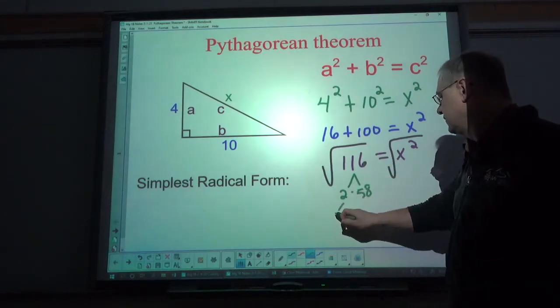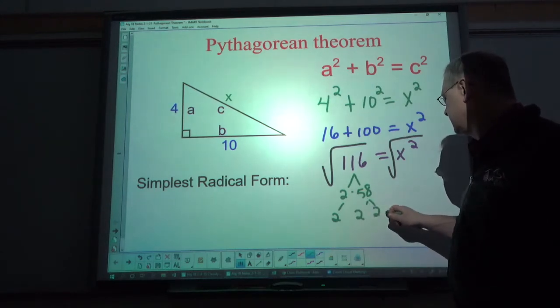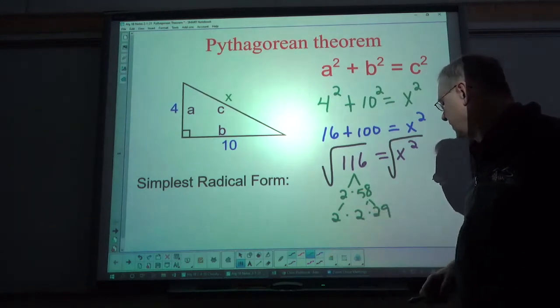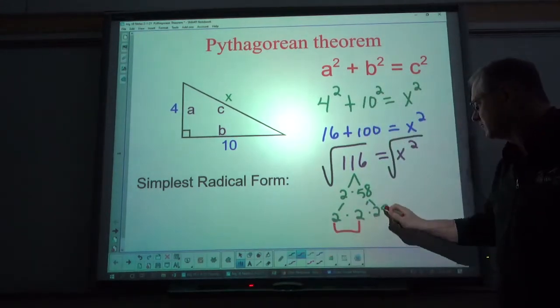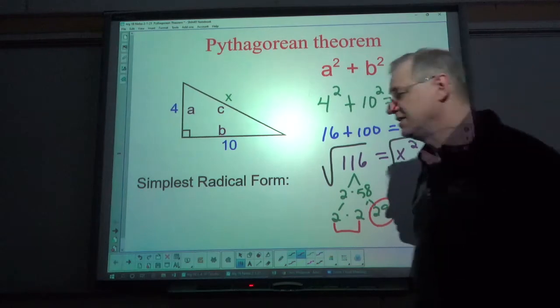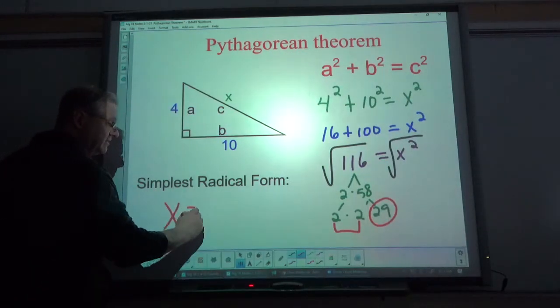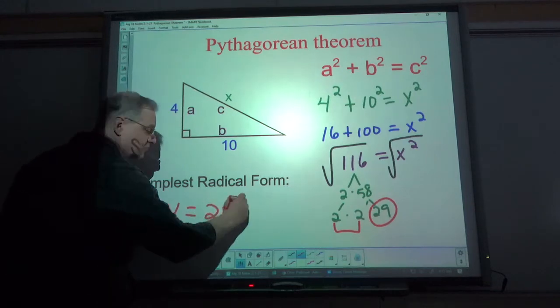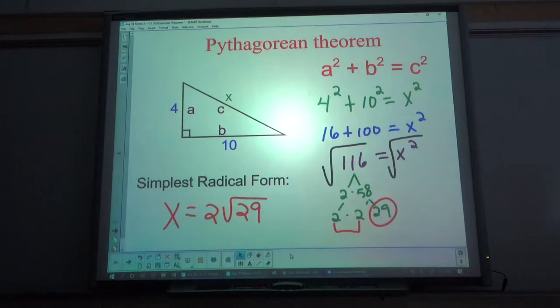116. 2 goes into this 58 times, and 58 is 2 times 29, and 29 does not break apart. I have a pair of 2's. The 2 is going to come out, 29 is going to stay inside. So x, or c, is going to be 2 square root of 29. And there's your final answer.